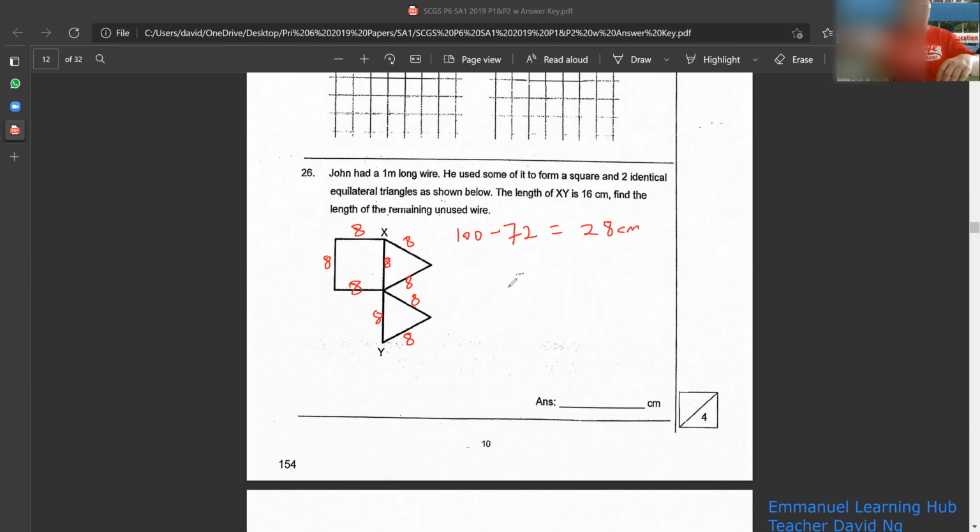Okay, understand how I get 72? Because there's 9 8s down here. 1, 2, 3, 4, 5, 6, 7, 8, 9. 9 times 8 is 72. So he used 72 cm of the 1 meter long wire to form this, right? So the remaining is 100 cm minus 72. We got 28. Oh, no problem. I move on now. If you've got problems, just stop me. Yeah, you understand. Very good. Okay, then I move on.